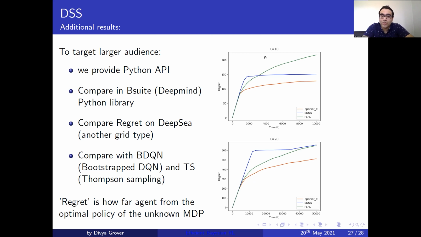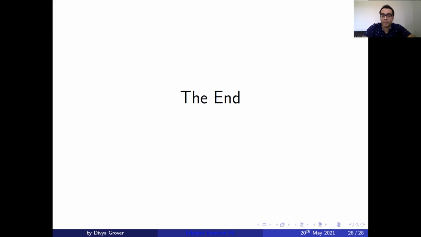So these 2 plots are for different horizons, and this is the regret here. It's better to be towards the lower part, so regret is good to have less and not to have more. The brown one is for us, and you can see that BDQN actually performs badly in large states, even worse than PSRL. PSRL is posterior sampling or Thompson sampling. Yeah, that's it.